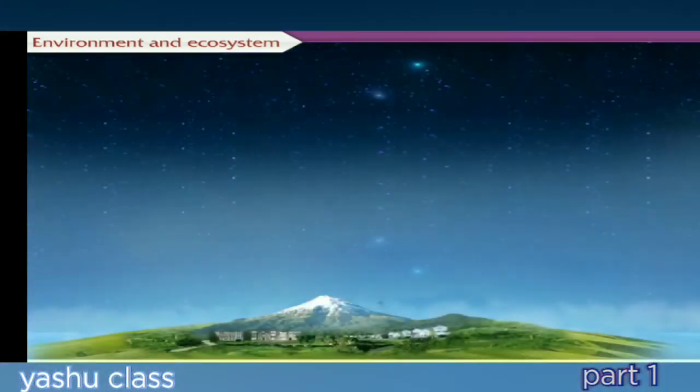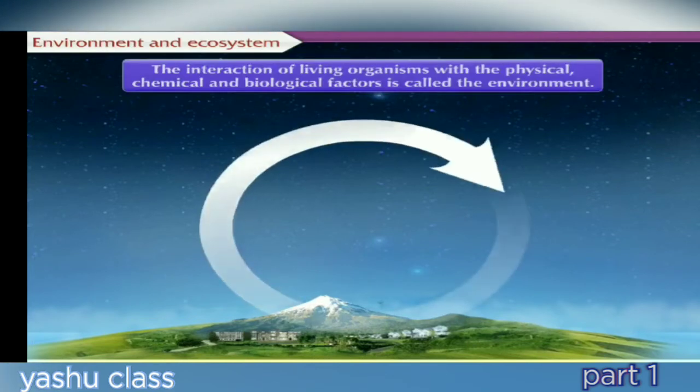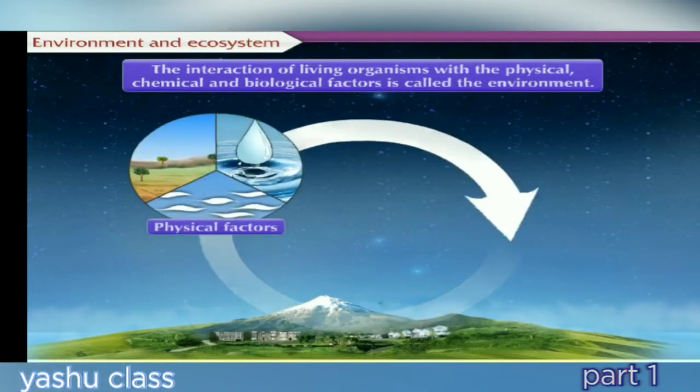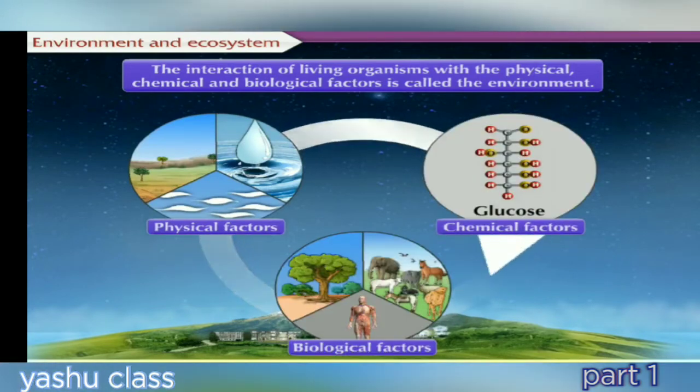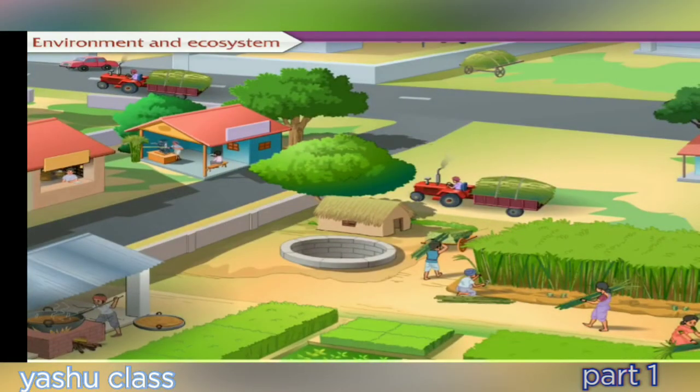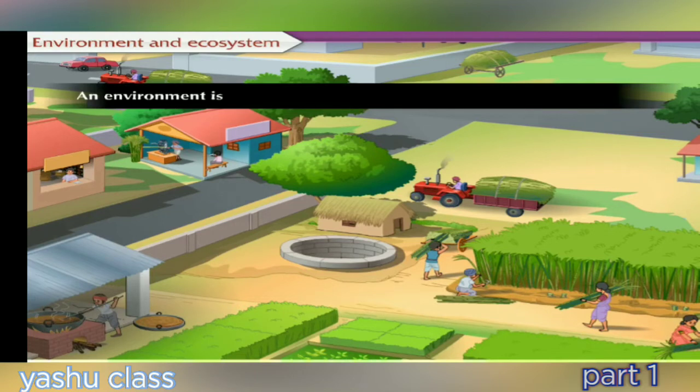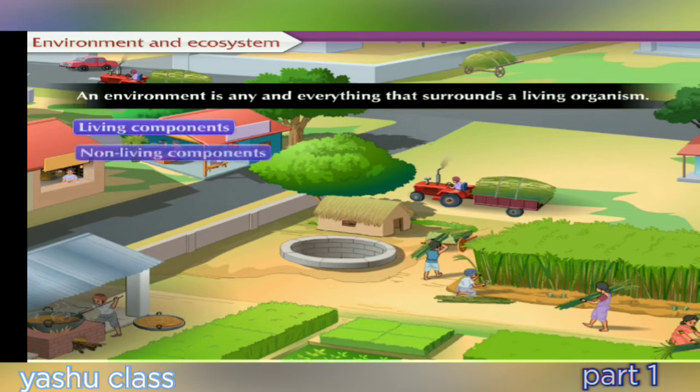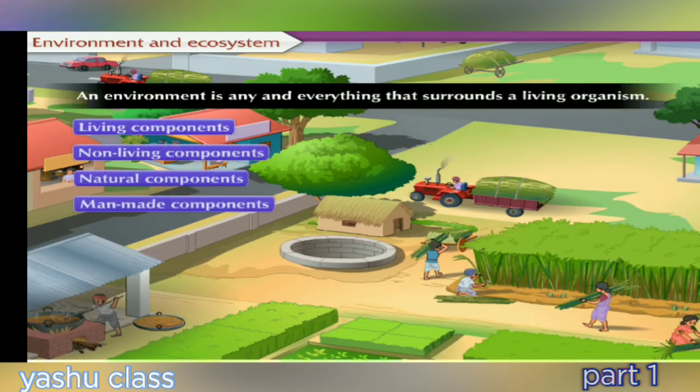Environment and ecosystem. The concept of environment is a very broad concept. The interaction of living organisms with the physical, chemical, and biological factors is called the environment. To cut the definition short, we can say that an environment is any and everything that surrounds a living organism. It includes all the living, non-living, natural, and man-made components that exist in our surroundings.